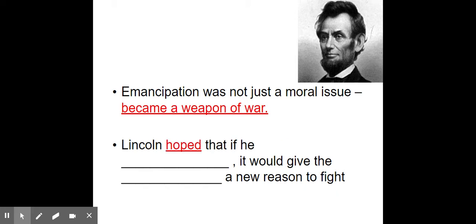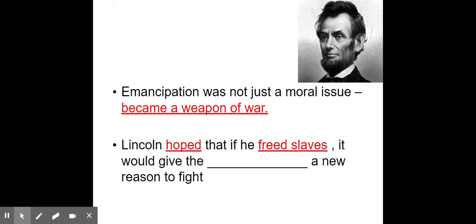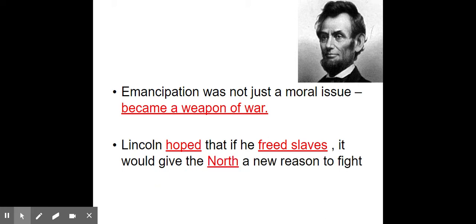The North, all right? Lincoln hoped that if he freed the slaves, they would come fight for the North. In fact, that's what Frederick Douglass has been arguing for a long time, okay? So, number one, we get these new recruits, these formerly enslaved people. And number two, it's going to give the North, the Union, a new reason to fight.